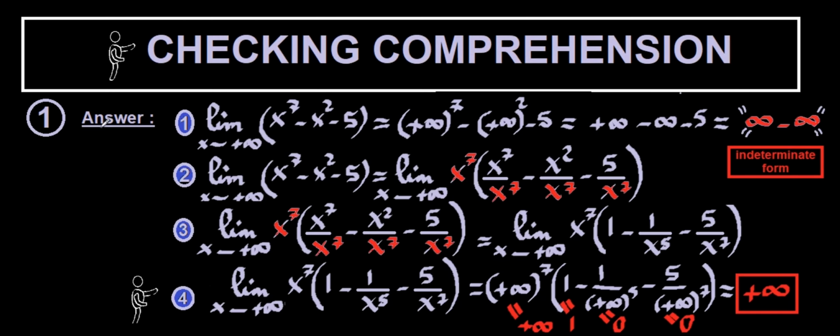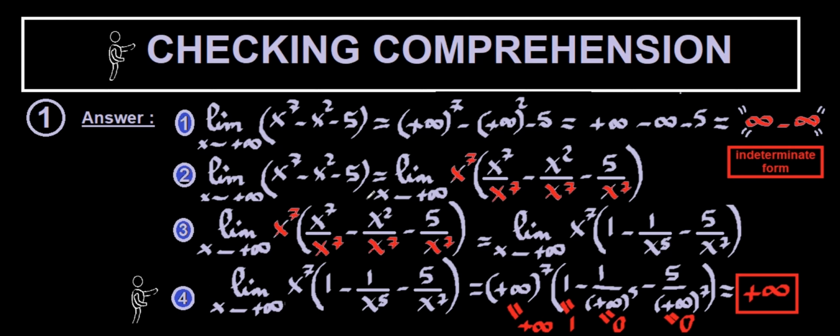For the answer, step number 1. When we substitute positive infinity in the expression, we get infinity minus infinity. Step number 2. We factorize the expression with the greatest degree, x to the 7th power. Step number 3. We simplify the expression by cancelling x to the 7th power and x squared.